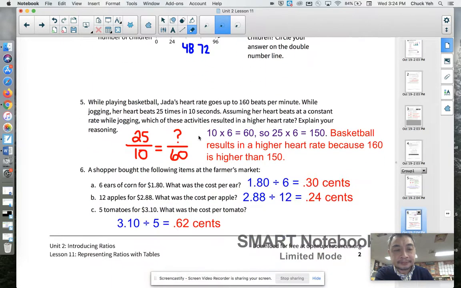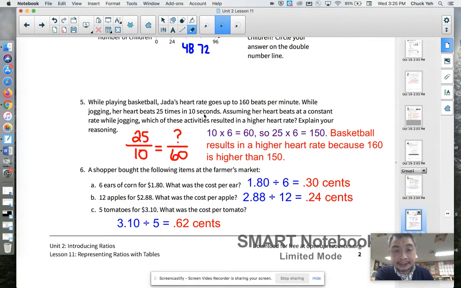Number 5. So Jada's heart rate goes up 160 beats per minute in basketball. Hers goes 25 times in 10 seconds in jogging. So a lot of your classmates, some of your classmates, put their answer as 250 beats. So they thought jogging was higher. But you're not multiplying 25 times 10.